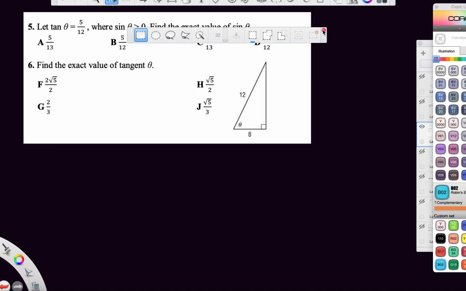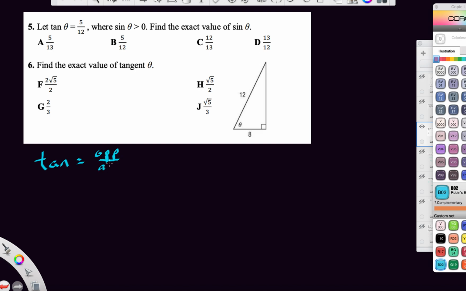So what do we have here? We have if the tangent is 5 over 12, and it's in the first quadrant or the fourth quadrant, what is the value of sine? Right? Okay. Well, if tan is 5 over 12, tangent is opposite over adjacent. So you have to remember it. I'm not going to give you this stuff. Opposite over adjacent.